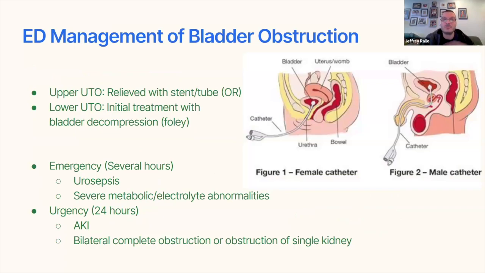All right. The important stuff. What do we do about it? If you have an upper urinary tract obstruction in the kidneys or the ureters, we're going to call urology and they will take care of it, right? We're not putting stents in or percutaneous tubes in the ER. They're going to the OR.